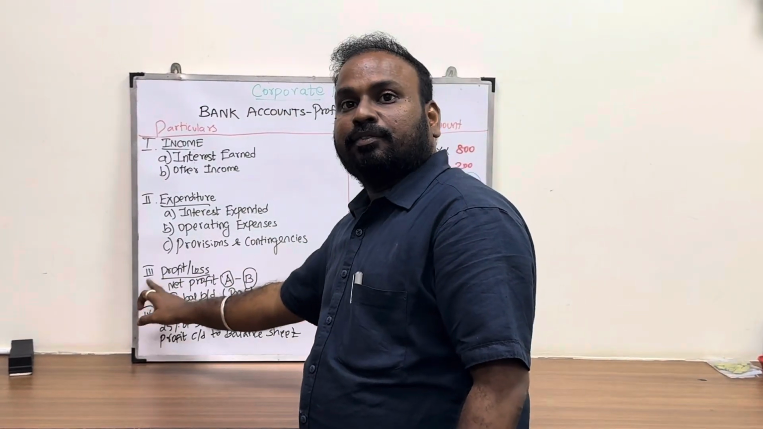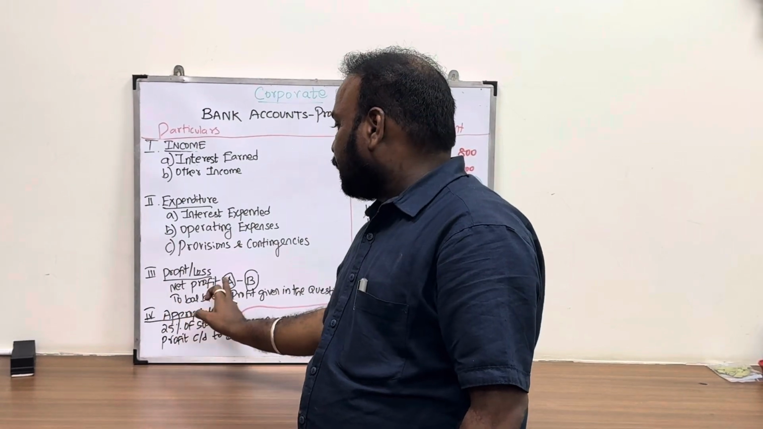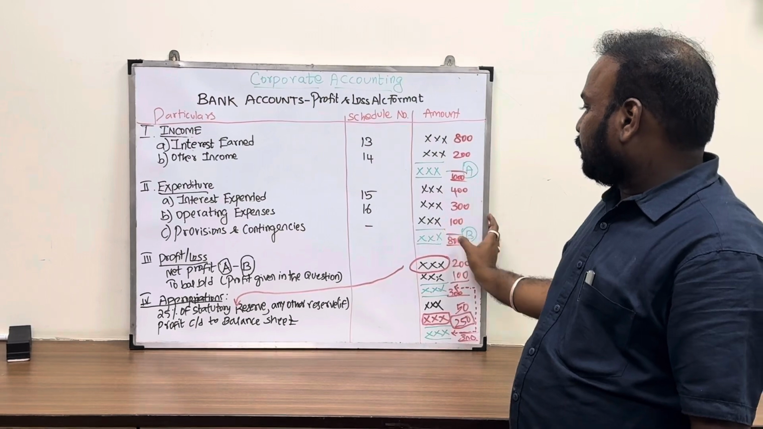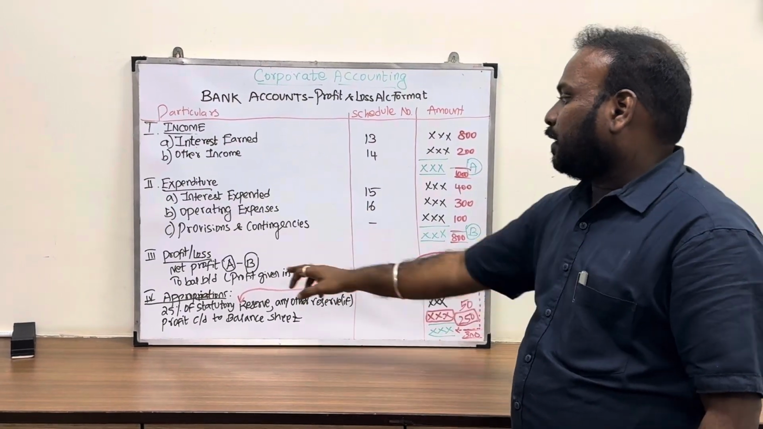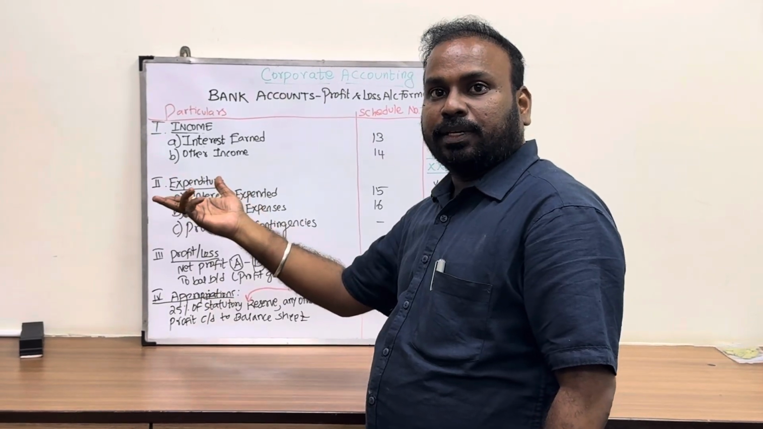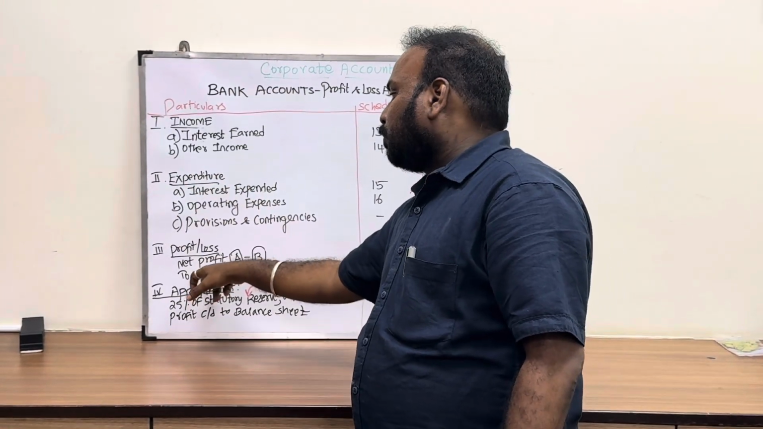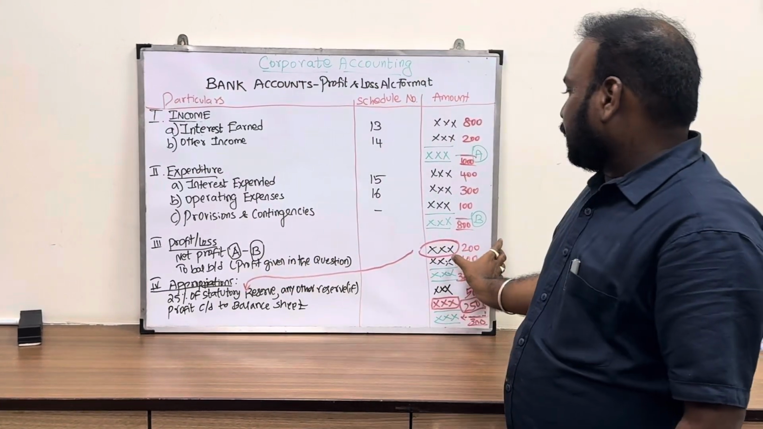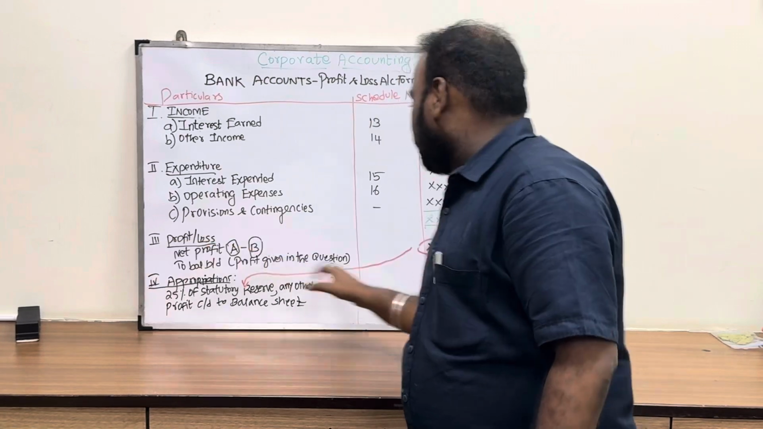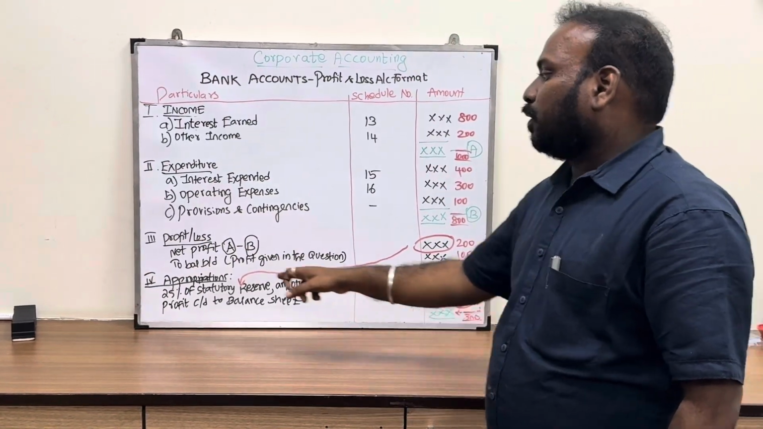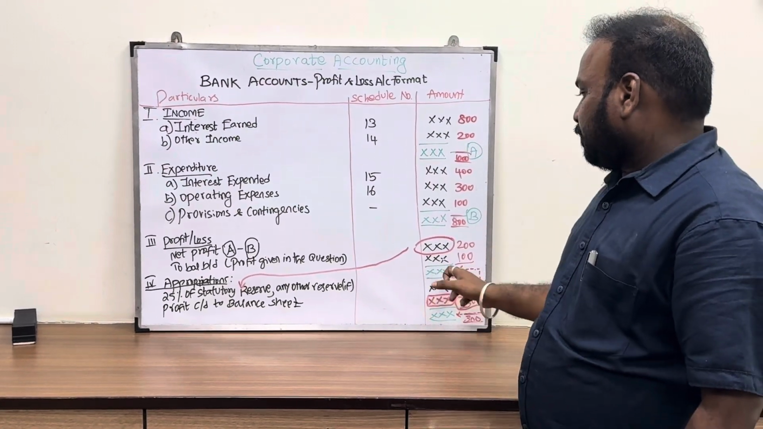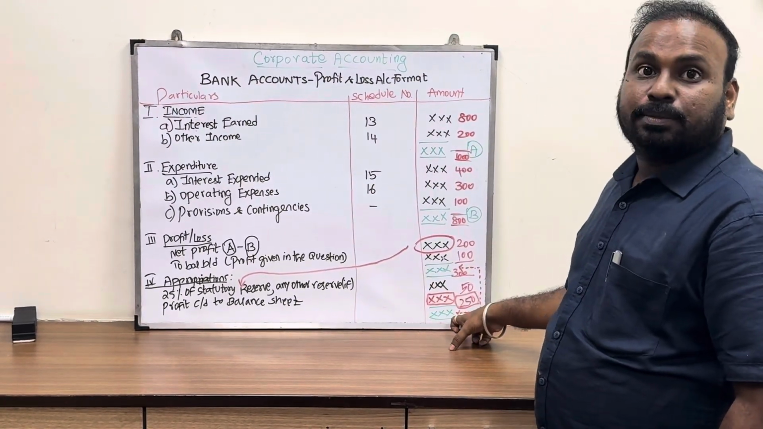Then Roman numeral 3 is profit or loss, that is net profit, A minus B. The total of income is named as A, the total of expenditure is named as B. So A minus B is the net profit. Now in some questions, profit for last year will be given. So if it is given, balance brought down, profit given in the question, write it here, then you total. The moment you find the total of Roman numeral 3, the same total should be entered for Roman numeral 4, appropriation. Here if it is 300, here also the total must be 300.